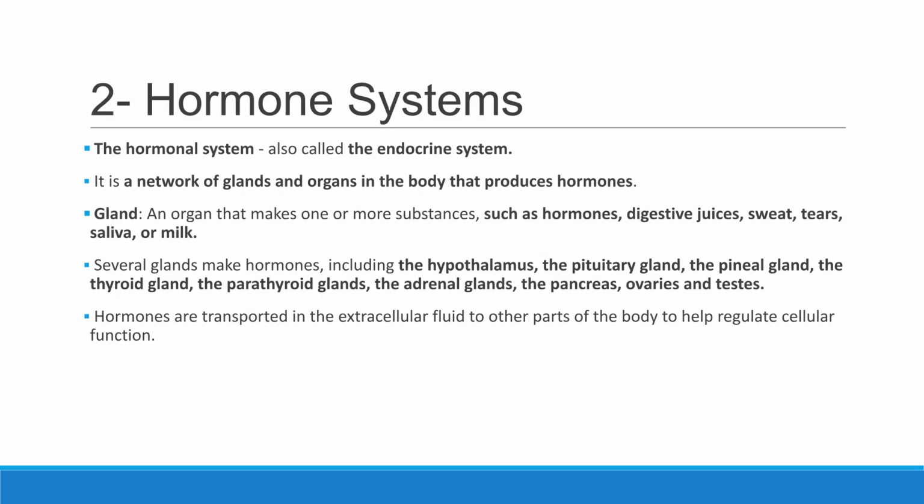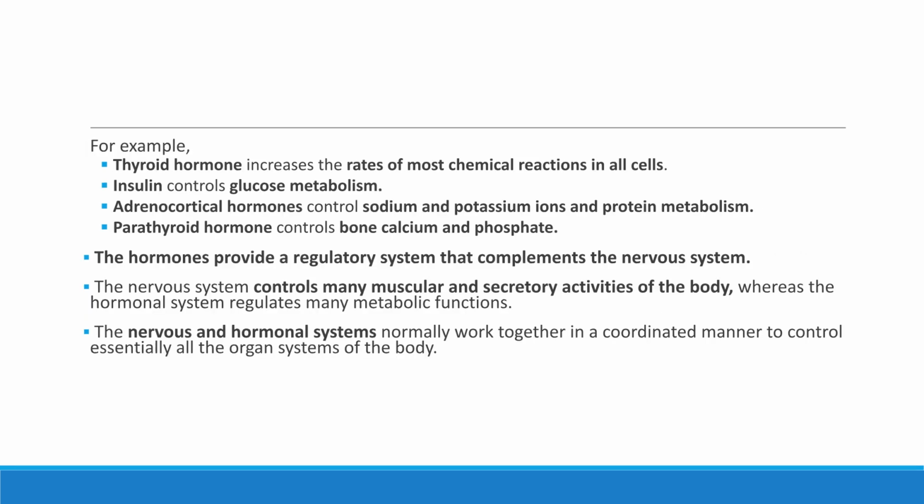The hormonal system, also called the endocrine system, is a network of glands that produce and secrete hormones. These hormones are transported via the extracellular fluid to regulate cellular function. Hormones like thyroid hormone and insulin regulate metabolism, while others control ion concentrations.